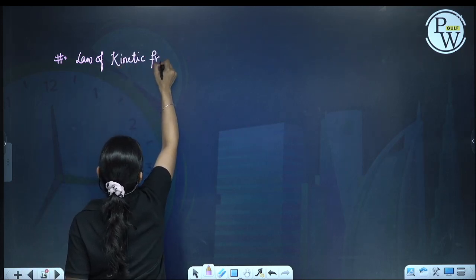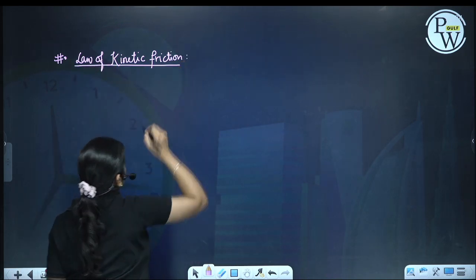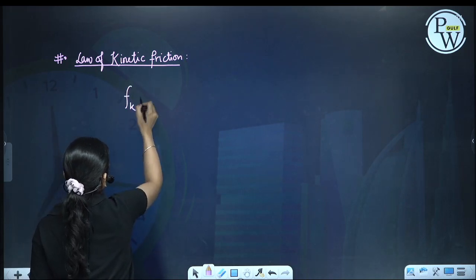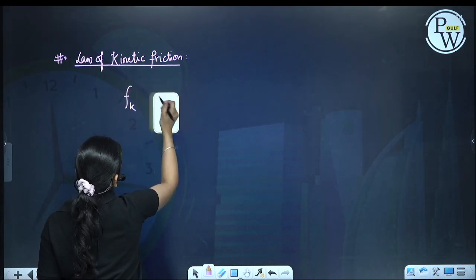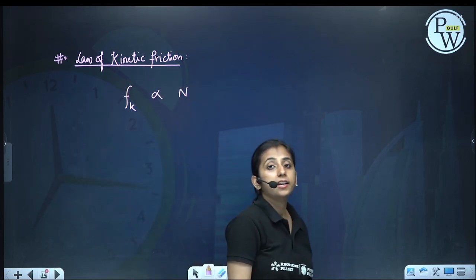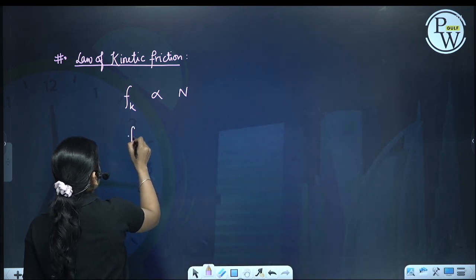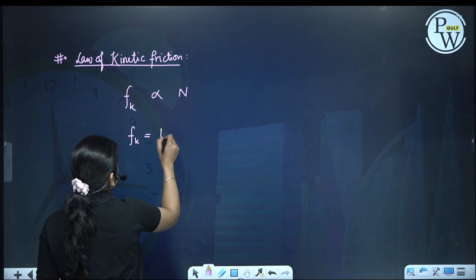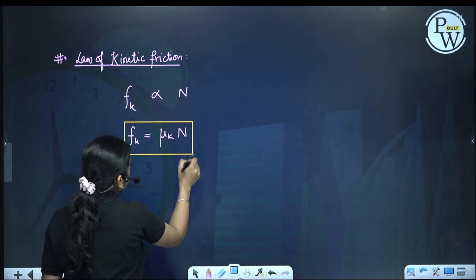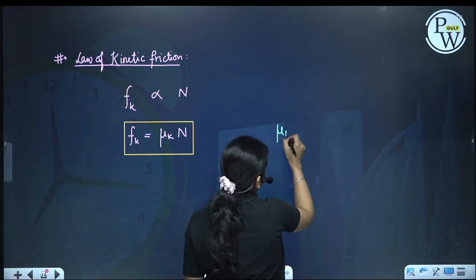The law of kinetic friction says that when two bodies are in motion, or one body moves over the surface of the other, the kinetic friction Fk is directly proportional to the normal reaction. Removing the proportionality sign, we get Fk equals mu k times N, where mu k is the proportionality constant called the coefficient of kinetic friction.